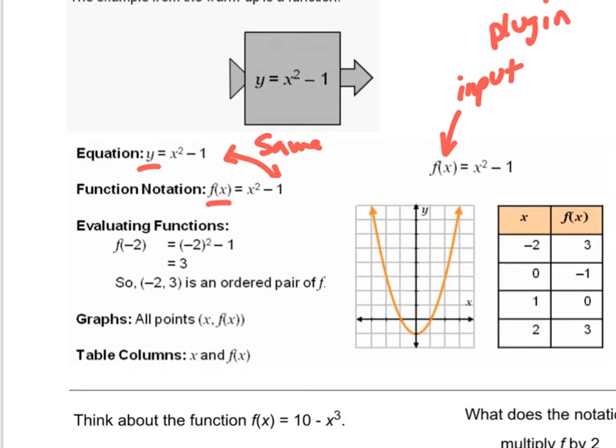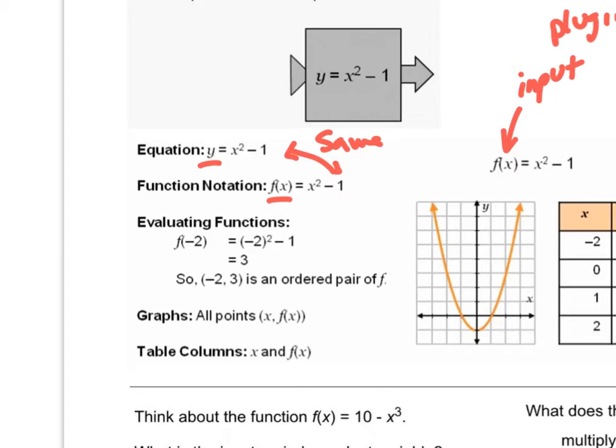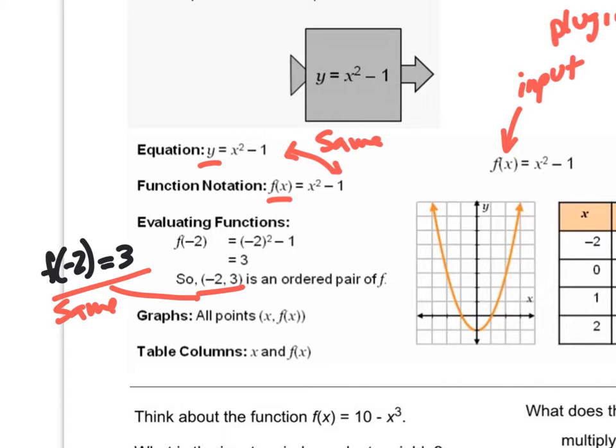Okay? And so here's the thing. You plug in negative 2, what do you get as a result? You get 3. Okay? So when you say that you have a point on the graph, negative 2 comma 3, in function notation you would say that f of negative 2 is equal to 3. This and this are the same thing. It's just writing it differently.